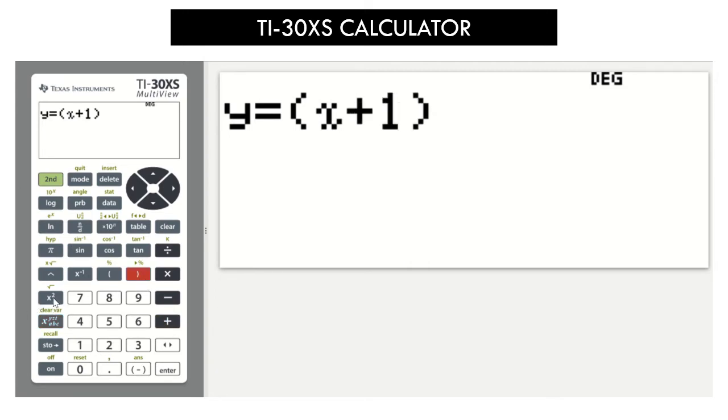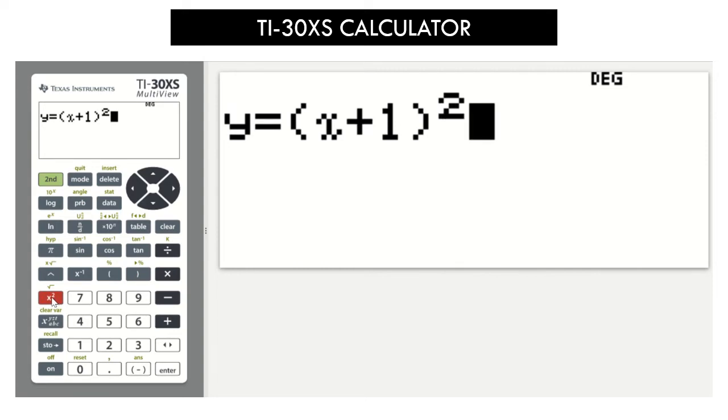I can use this square button right here since we're talking about a quadratic function. If you were looking to do any other exponent, you would use this button right above it, where you can type in any exponent, and then + 3. Now I'm going to press enter.